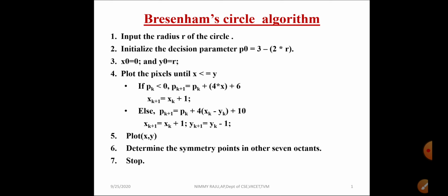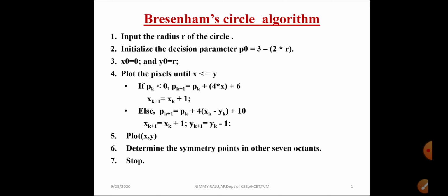The fifth step is to plot the calculated x, y, that is xk plus 1 and yk plus 1. The sixth step is to determine the symmetry points in the other 7 octants. And the last step is to stop the algorithm.